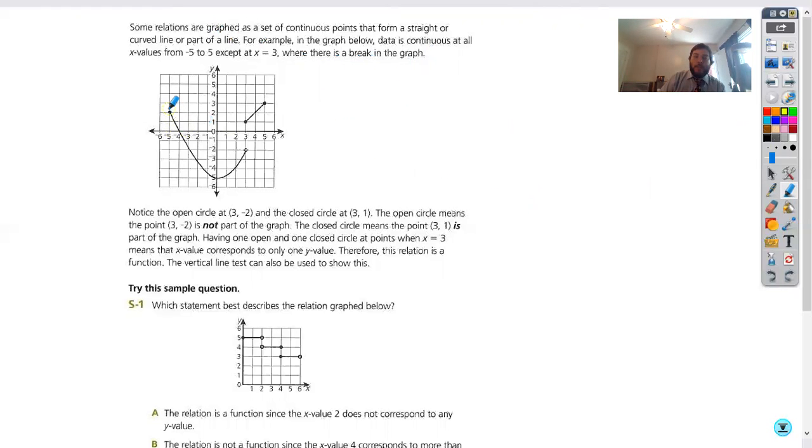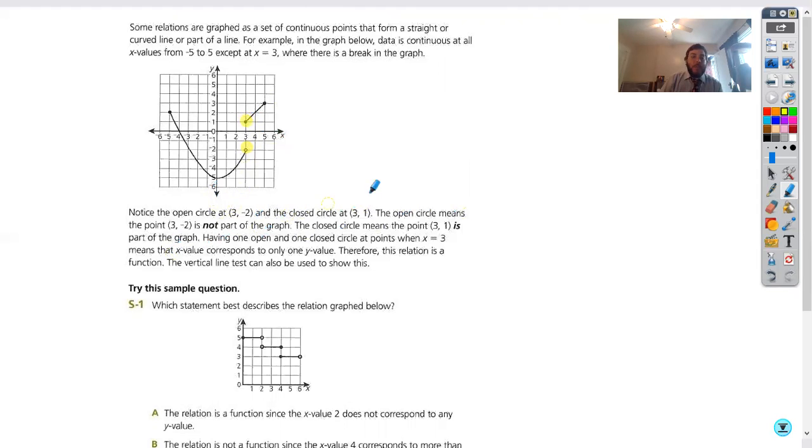So if we take a look, this graph continues through here, up, over, then there's a break, and we notice that with an open circle there. And then it starts again up here at (3, 1) and continues straight all the way up to 5. So notice the open circle at (3, -2), so right here, and the closed circle at (3, 1).